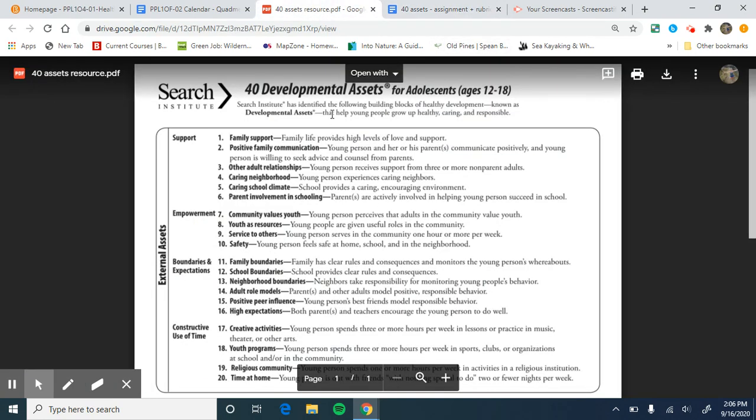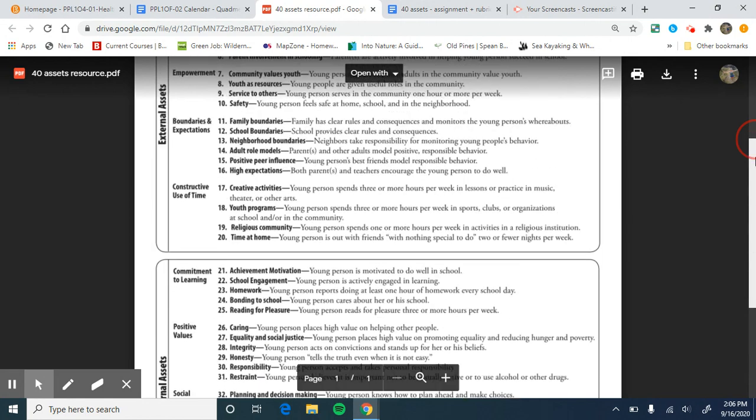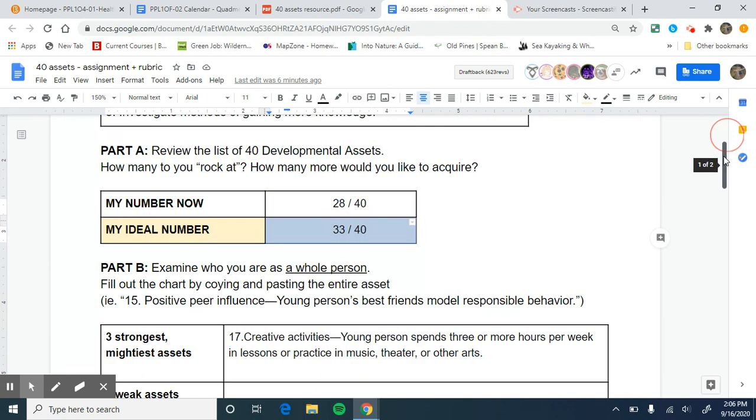So again, from the Developmental Assets Research Institute PDF, check it out. There's your list of 40. So figure out which ones you have and how many more you'd like to have. Part A is done. Let's move on to part B.